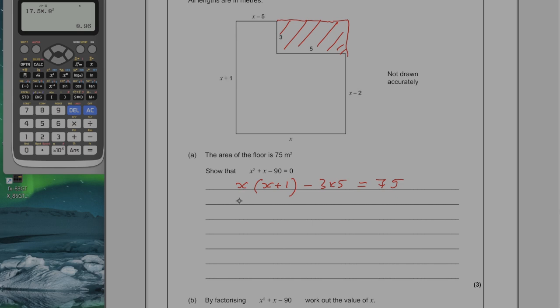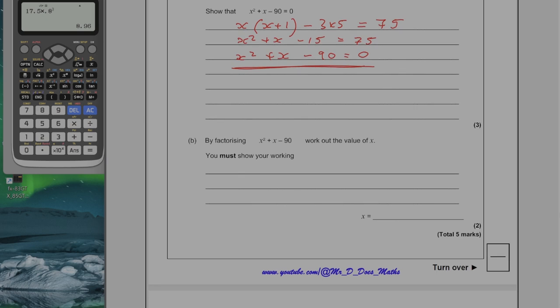Meaning then that x squared plus x minus 15 is equal to 75. Then if we take 75 away from both sides, we get x squared plus x minus 90 is equal to 0. And there we go, that's what it has to show. Part B, by factorising x squared plus x minus 90, work out the value of x. You must show your working.